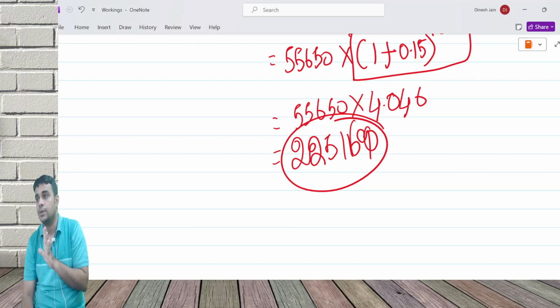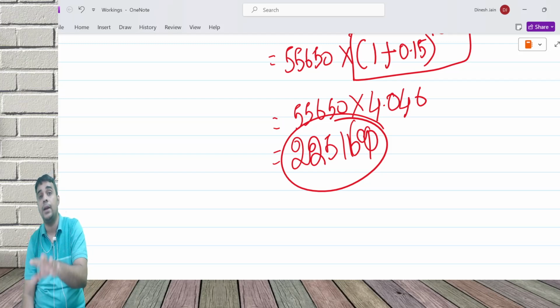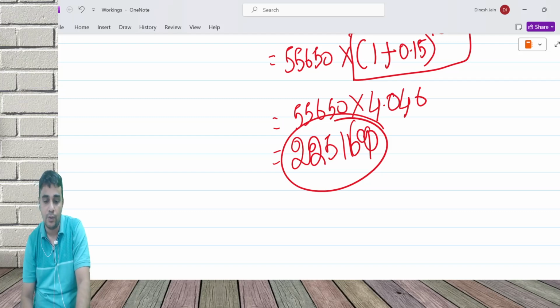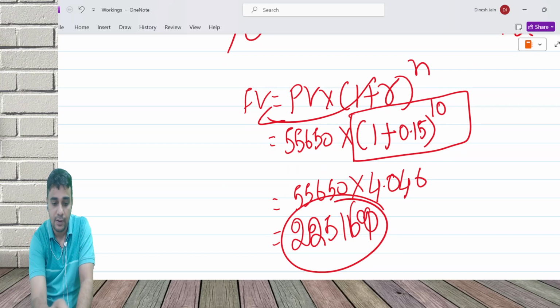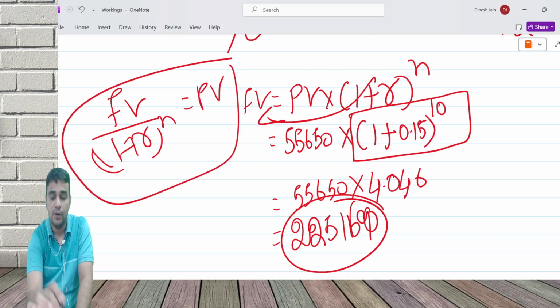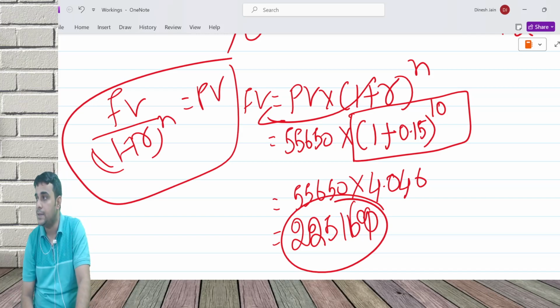This is called compounding. Any doubts till this? What we have done is multiply with 1 plus r the whole power n. If you divide by 1 plus r power n, it will become discounting. Future value divided by 1 plus r the whole power n is equal to present value. So if you want present value, divide by this. If you want future value, multiply with this. Any doubts till this? Okay.